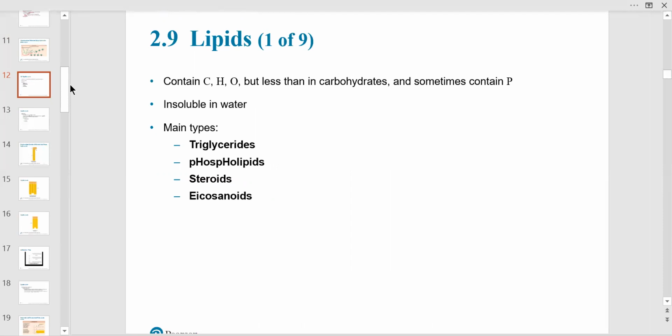So lipids, moving along. Lipids also contain C, H, and O, but it's not a 2-to-1 ratio of hydrogen to carbon. So these are not happy with water. These are hydrophobic. They're insoluble. They don't meld into water, whereas a carbohydrate is extremely hydrophilic. So water phobic, to fear. Right? And here are our types.